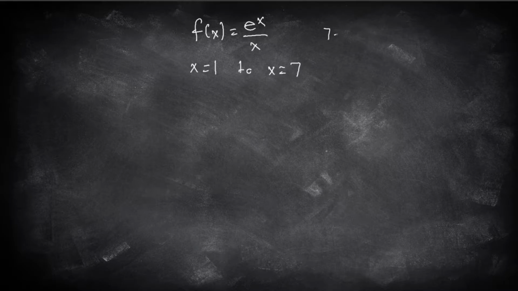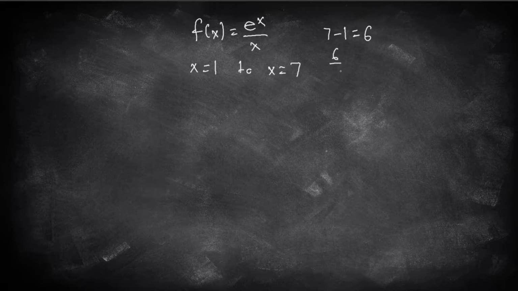Okay, now let's try an example. So let's say f of x is equal to e to the power of x divided by x. Now let's say you want to find the area from x equals 1 to x equals 7. So we need to choose the amount of rectangles we want to use. And usually I like to choose one that fits my interval. So 7 minus 1 is 6. So our interval is 6.